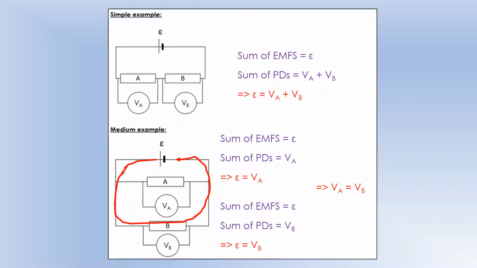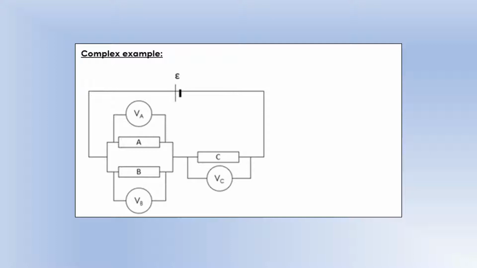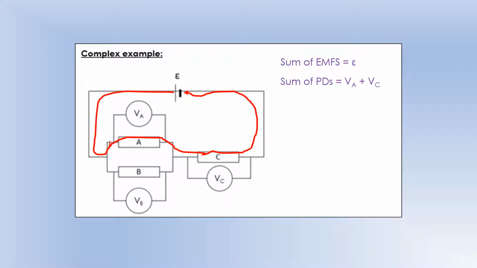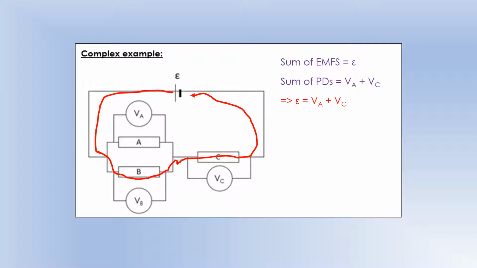Okay, so let's have a look at the most complicated kind of example you'd be using this for. So let's again start off drawing a loop. In this loop, I'm going through resistor A, you have to go through C and then back to the power source. So again, same process, sum of the EMFs, sum of the PDs, that gives us an expression using Kirchhoff's voltage law. Do the same thing again, let's go with a different loop, this time going through B. Again, same process, and we get an expression for Kirchhoff's voltage law.